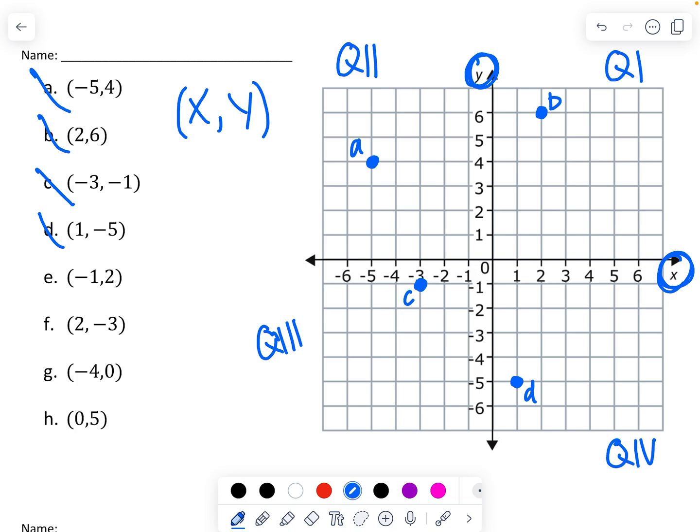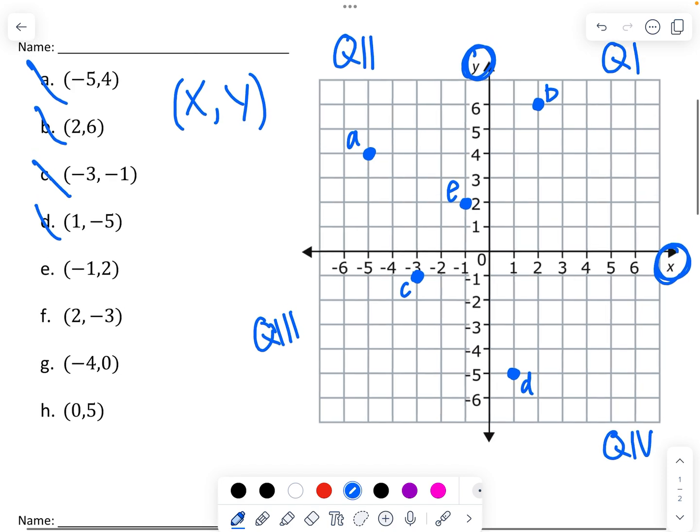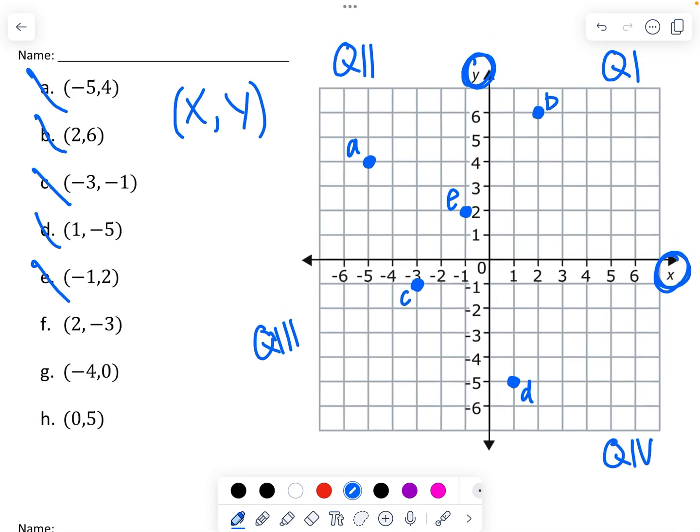So on E, it's -1, +2. I start at 0. I'm going to go to the left 1 to -1, and then I'm going to go up to +2. Should be right there, and label it E. F is +2, -3. So start at 0. We have +2, so we find +2 on the x-axis, which means we go to the right 2, and then you go down 3. You find -3 on the y-axis, and that would be point F.